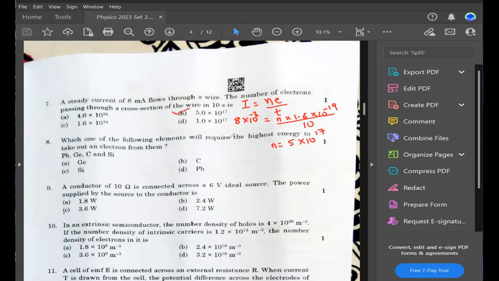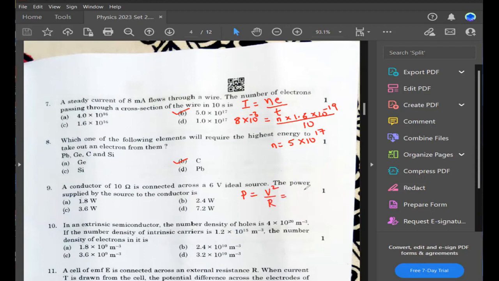Next is, which one of the following elements will require the highest energy to take out an electron from them? This will be carbon, because its electrons are in the second orbit. So the electrostatic force is maximum. Next is, a conductor of 10 ohms is connected to 6-volt ideal source. The power supplied by the source, we know that power is equal to V square upon R.